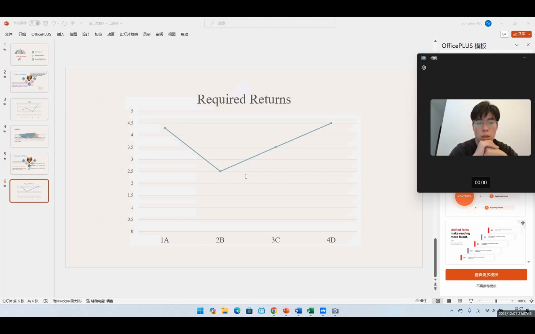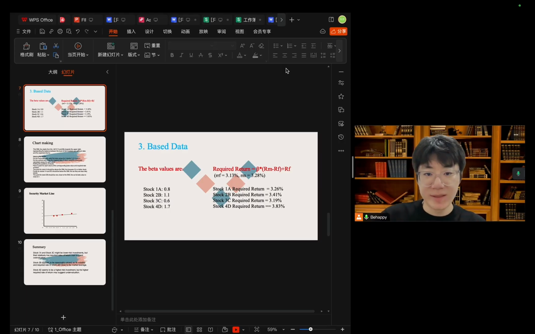This is a line chart of the required return for each stock. So we see stock 4D has the highest required return, which makes sense because it has the highest beta. Investors demand higher returns for higher perceived risk. Thank you.